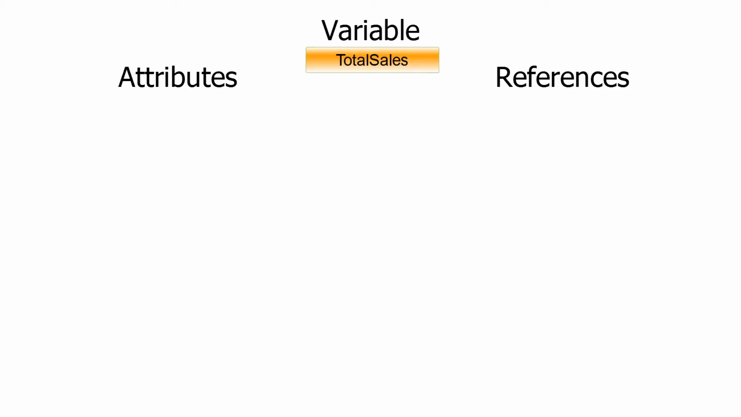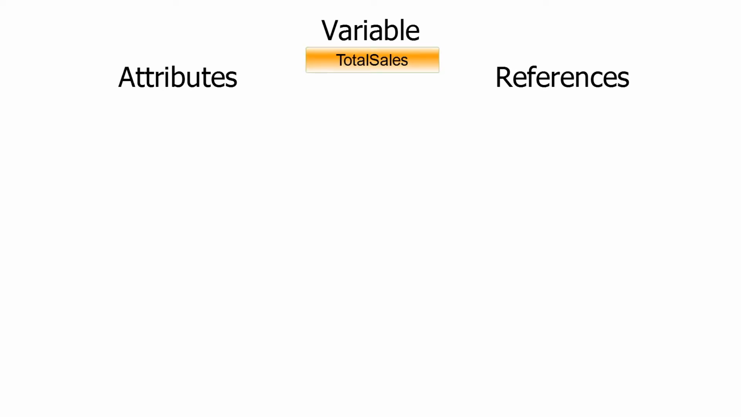Before we continue, let's explain some important concepts. Variables help to represent each basic measurement found within the 1004 MC form. A variable contains attributes and references. Let's explore these now while looking at the total sales variable.